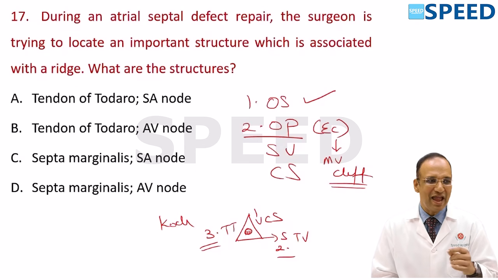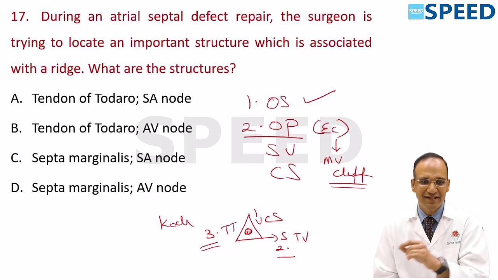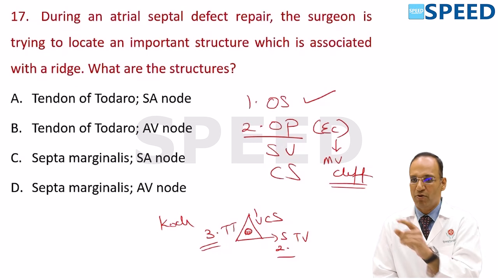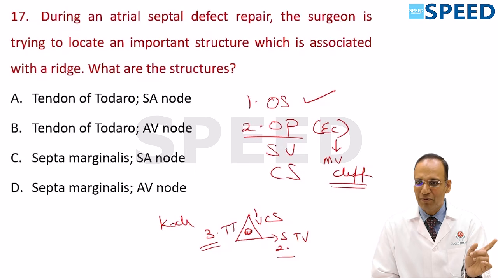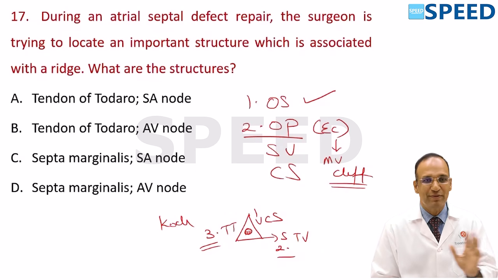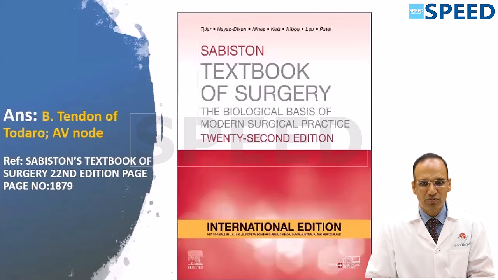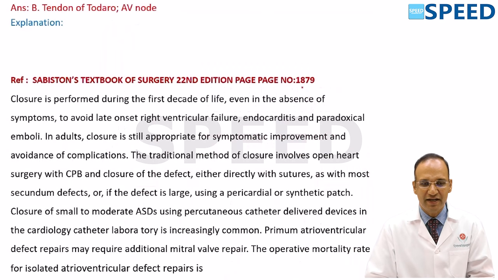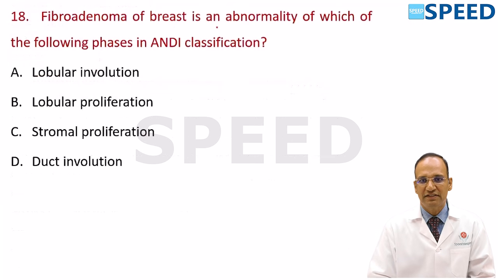In cardiac surgery, any bite other than where you're supposed to take makes it very difficult for the patient to come out of the pump. Understand this. It is very important, and a small error is equivalent to death. It should be as precise as possible. Is it clear? Okay, keep moving. This is given in the explanation on page number 1879 in the 22nd edition of Sabiston. Clear? Now, fibroadenoma of the breast is an abnormality of which of the following phases of ANDI classification?